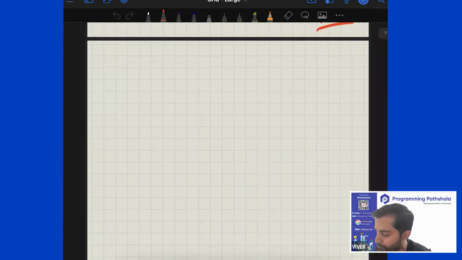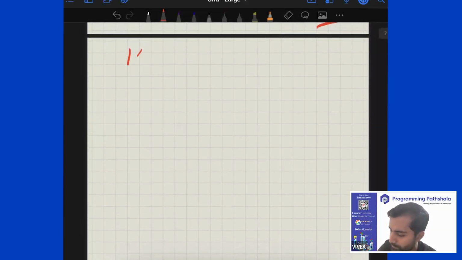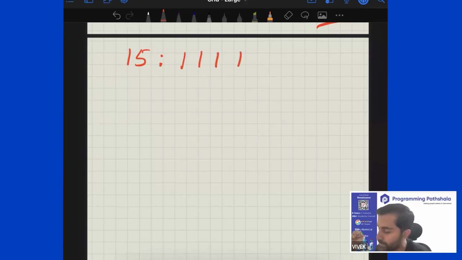Let's take an example. Let's take the number 15. Can you tell me the binary representation of 15? 1, 1, 1, 1. This is what it is if I'm not wrong. Can you guys verify? Yeah, it is like this. And what is the binary representation of 16? It is 1 followed by all zeros. I'm just appending 1 0 here for convenience.